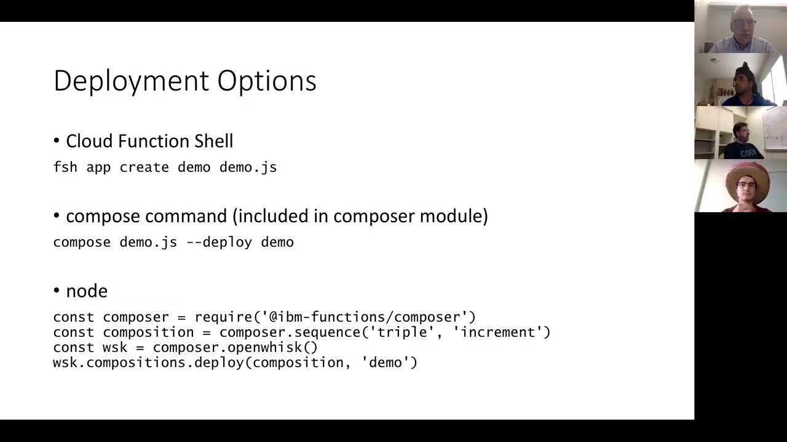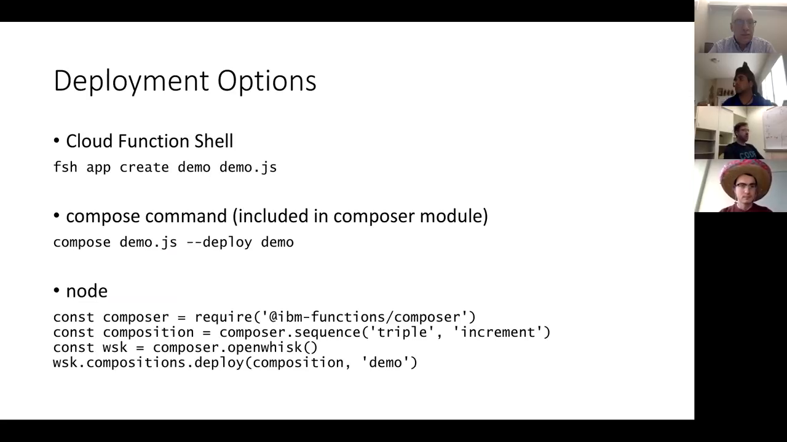Just to go a bit deeper on this, we create these compositions. There are really 3 ways you can do that, starting from the piece of code I had before. In Composer with V1, you had to use the Cloud Function shell to deploy your compositions. Now you have 3 options. The first one is still to use the Cloud Function shell, and we still recommend doing that because there are lots of good things that come from the shell.